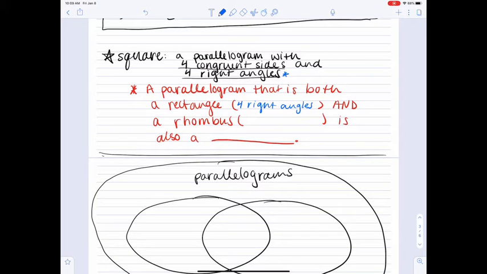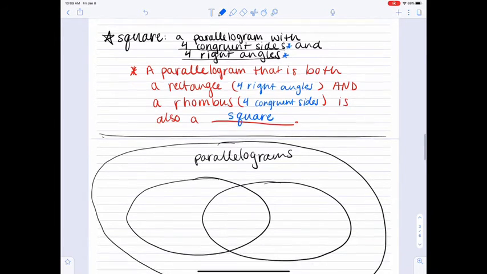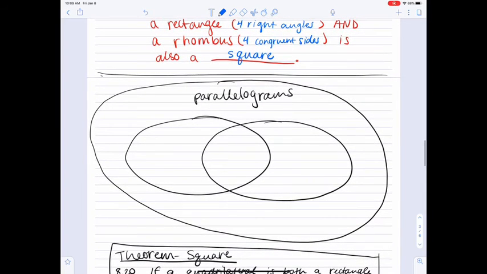And if a parallelogram is both a rectangle and a rhombus, which means it has 4 congruent sides, and that's this property up here that we just mentioned, then the parallelogram is also a what? Okay, so if it's both a rectangle and a rhombus, then actually it fulfills the needs of a square. Okay, so if it's both a rectangle and a rhombus, then it's also a square. Okay, so hopefully this diagram here helps us to understand that a little bit.